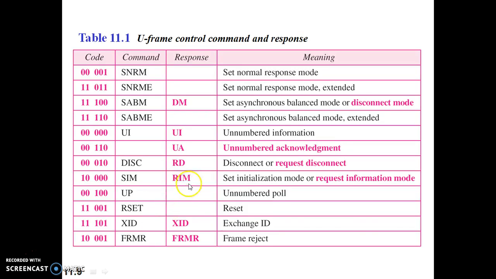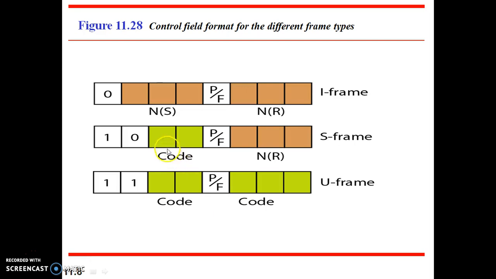So you can see receive ready, receive not ready, reject and selective reject. The bits here will tell you if it is 00, it is receive ready. If it is 10, it is receive not ready. If it is 01, it is reject. If it is 11, it is selective reject.